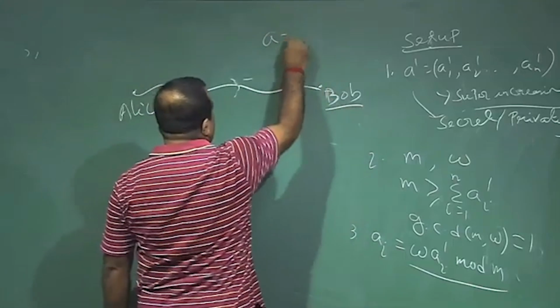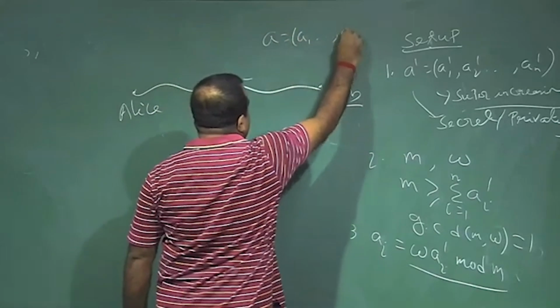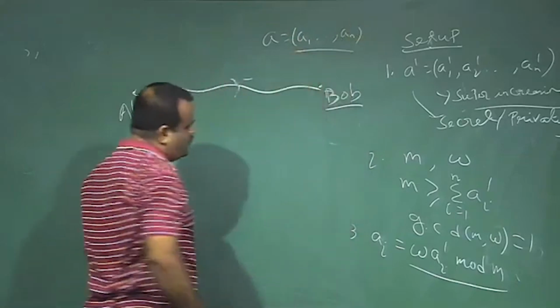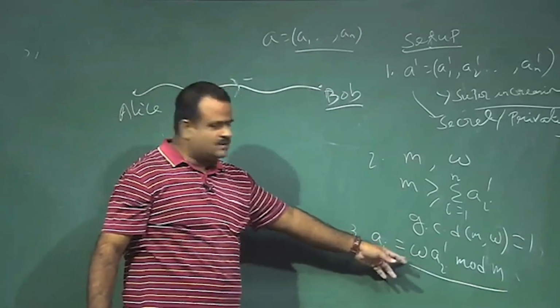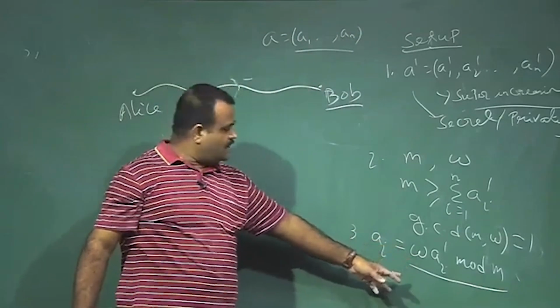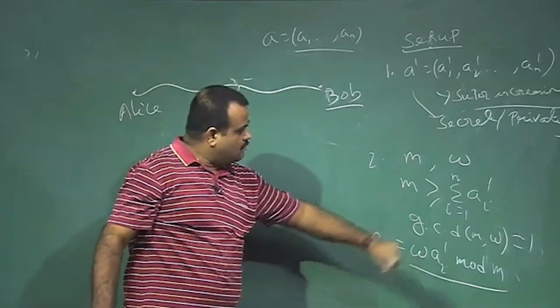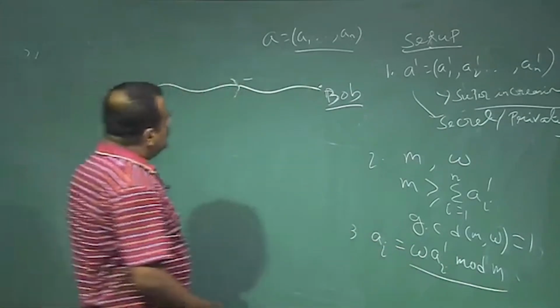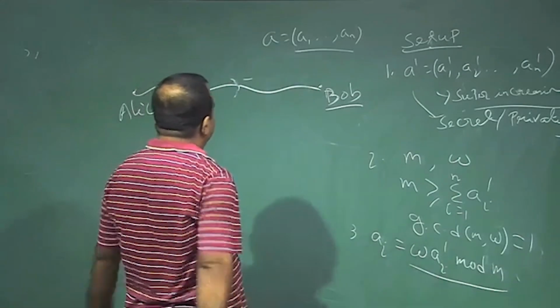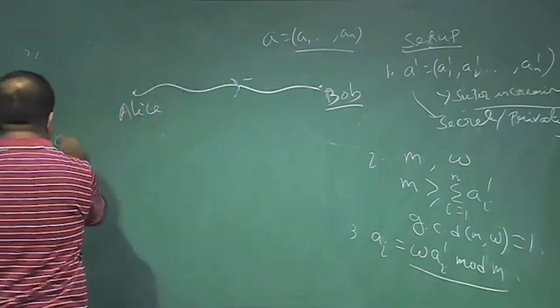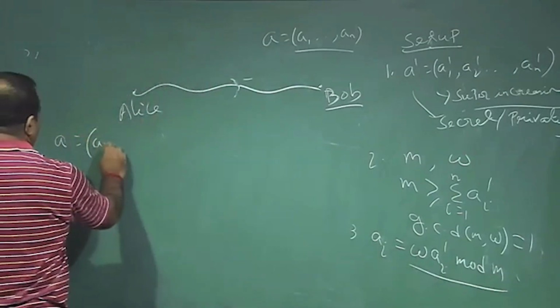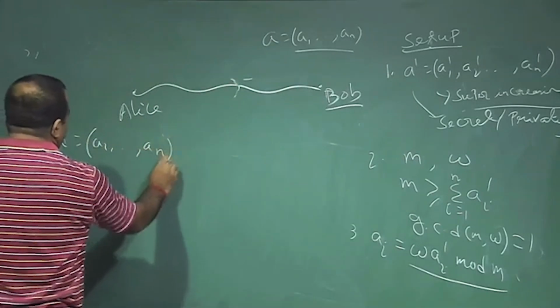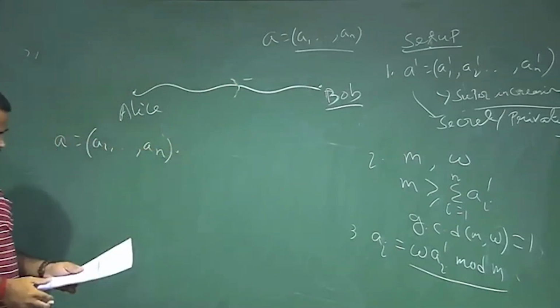So this A is basically a1, a2, up to an. This is no more super increasing. We have destroyed the super increasing nature of it by multiplying by W mod M. So this is the trick we are doing. Now we can make this public. So this is the public key of Bob, and Alice gets this.